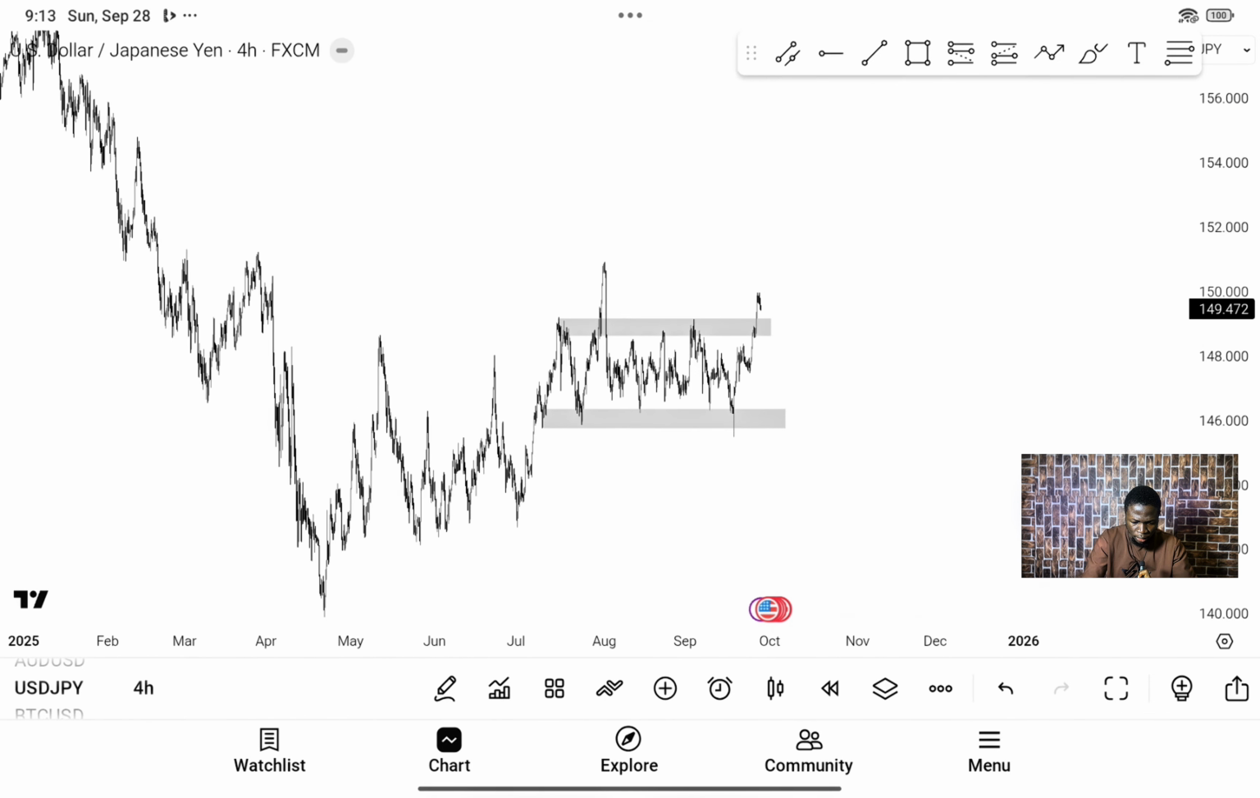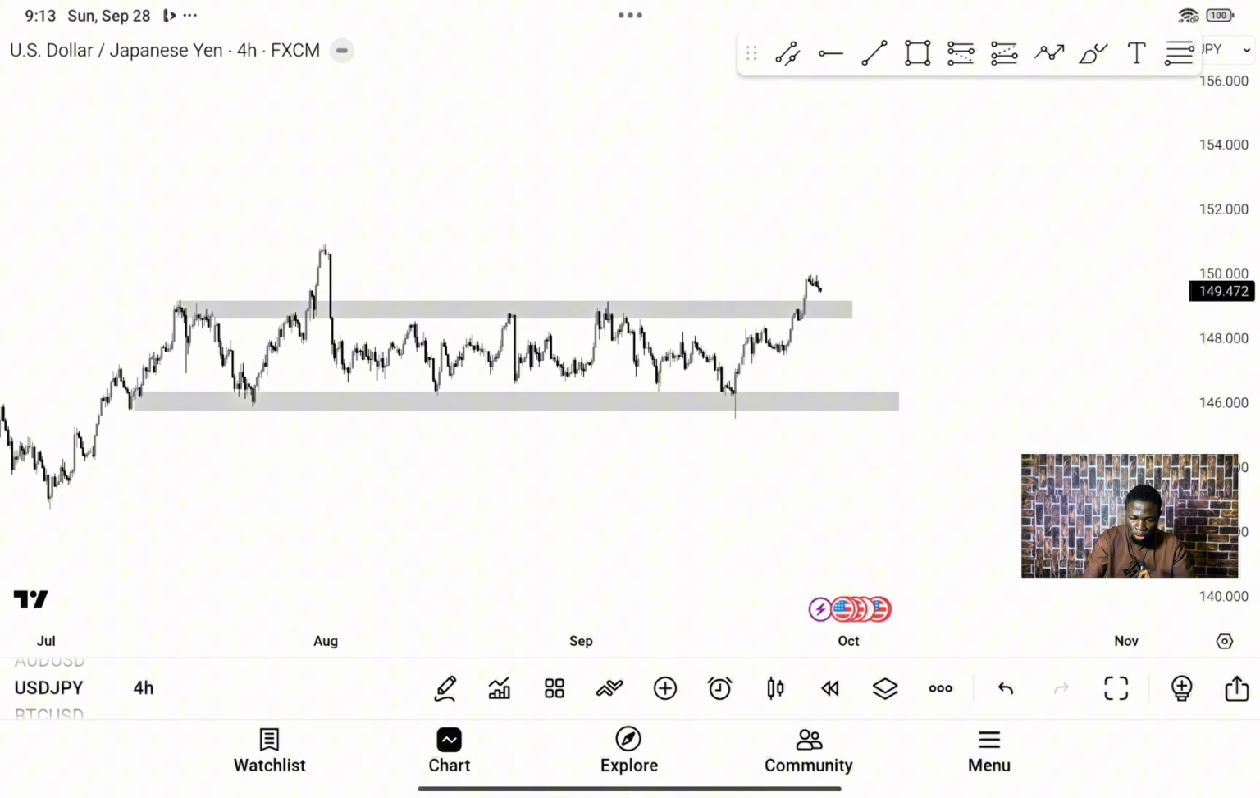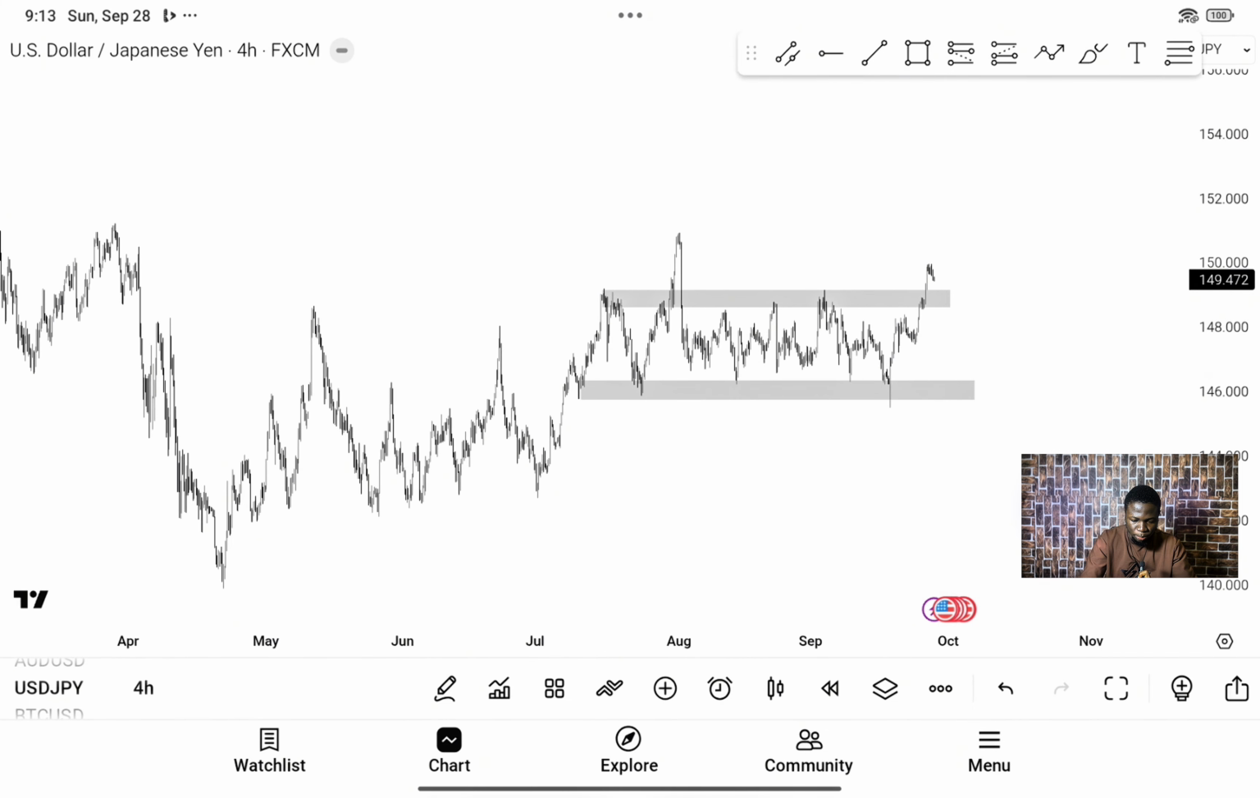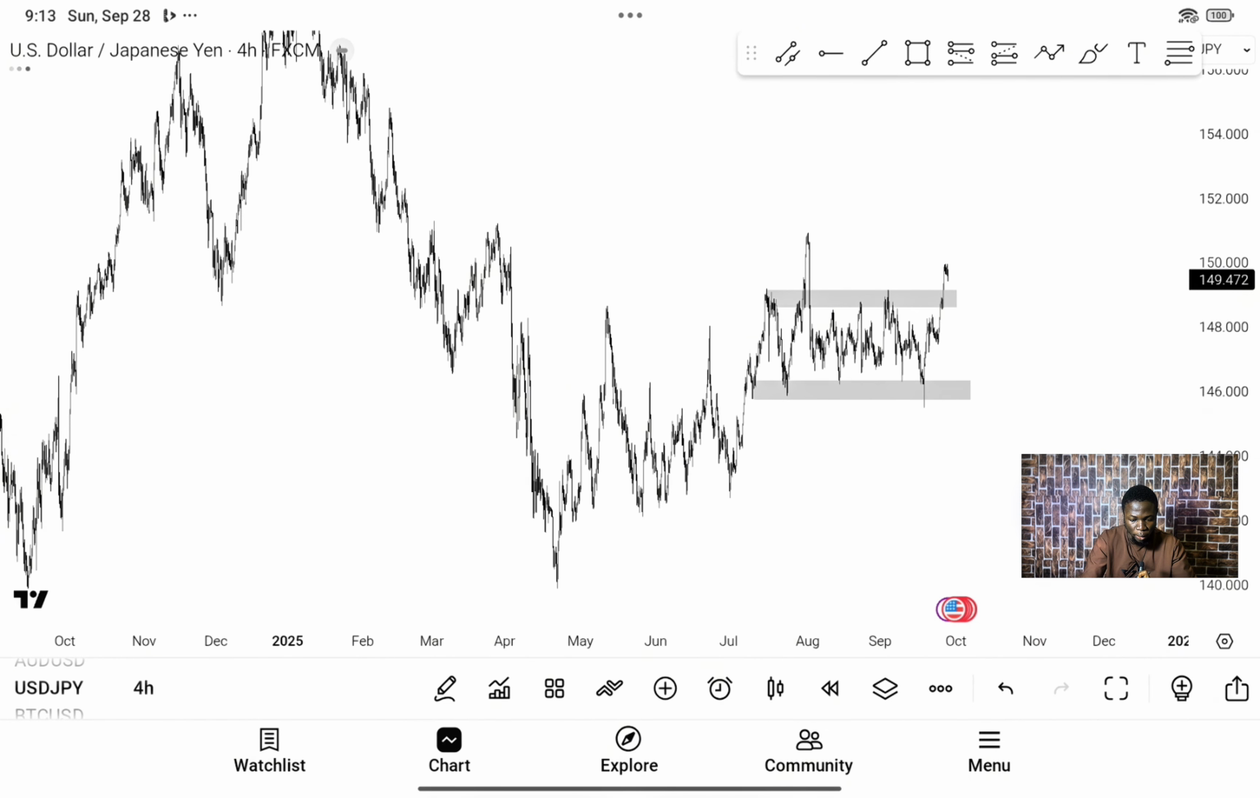It has been ranging to this area after creating a long breakout from here. Then surprisingly it came into that zone. This is what USDJPY has been doing. But in this market I'm looking for a buy entry. Why? It's because this range has been broken out.